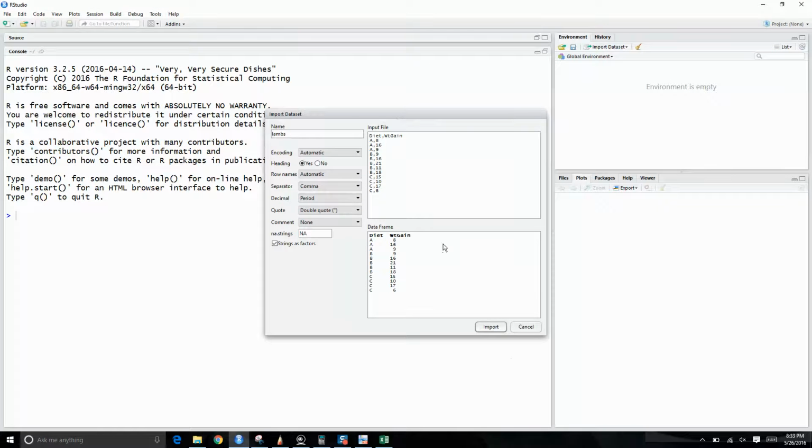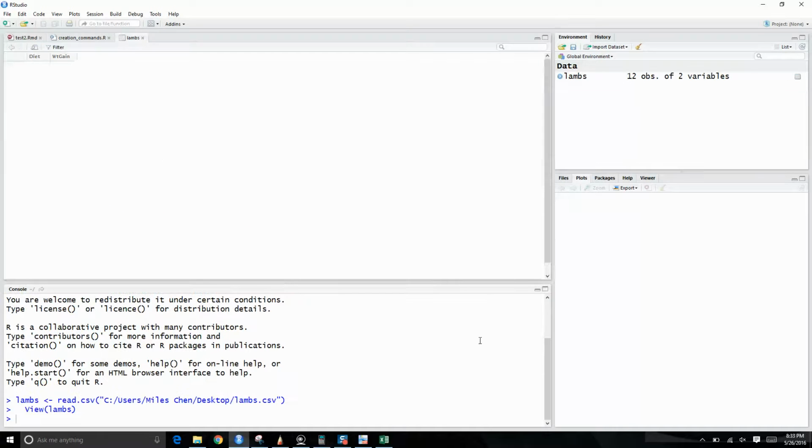Okay. And it says, oh, okay, you got diet and you've got weight gain. You know, what do we want to call this thing? Lambs. Does everything look good? Row names, yeah. So, you've already done this with like the blood pressure data or something like that, right? So you've got this, okay? Strings as factors, that's fine. And we click import, and it says here we have lambs, okay?